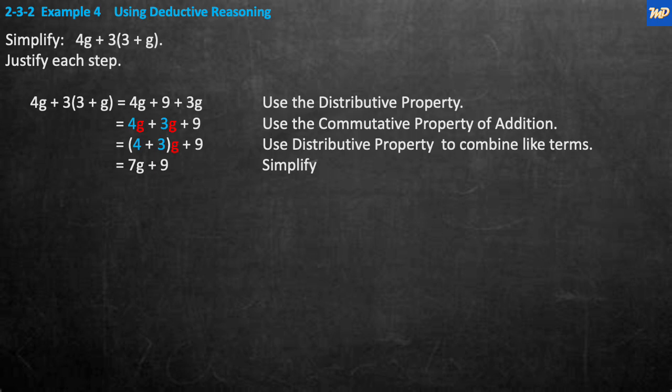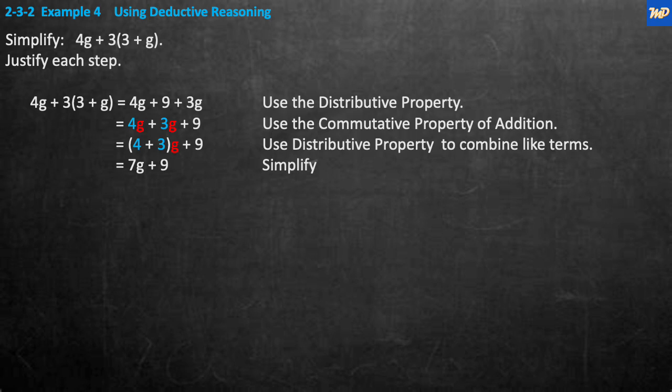Okay, example 4, using deductive reasoning. What we're going to look at in this problem is to simplify 4g plus 3 times the quantity 3 plus g. Well, you've got like terms, and the like term is this 4g, and there's a g inside this parenthesis, so it's floating around, so to speak, inside here, and we have to do something with it so that we can put them together.